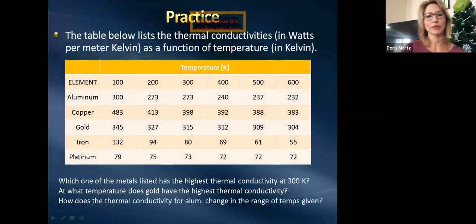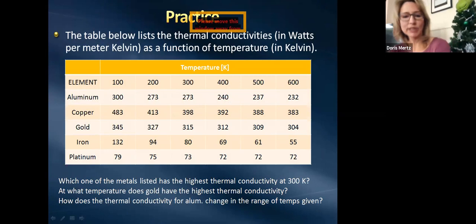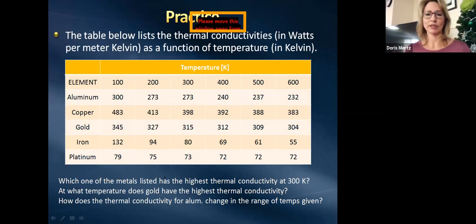So here we're going to practice a little bit, and I don't know Kelvin temperature or anything like that, but I don't need to. I just need to answer the questions. So which one of the metals listed? Right across the top here, this is temperature, these degrees up here, and these are the elements. Which one of the metals listed has the highest thermal conductivity at 300 Kelvin? So our Waldo's 300 Kelvin, we go down 300 Kelvin. What's the answer? Copper, right.